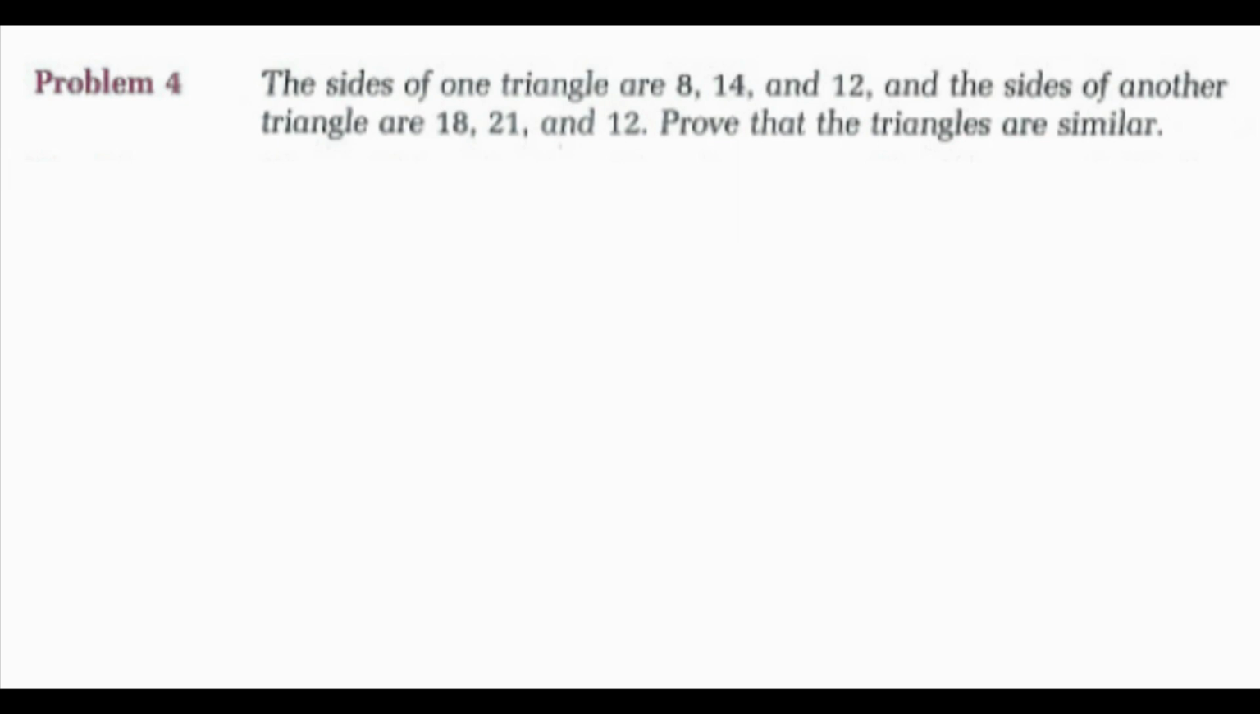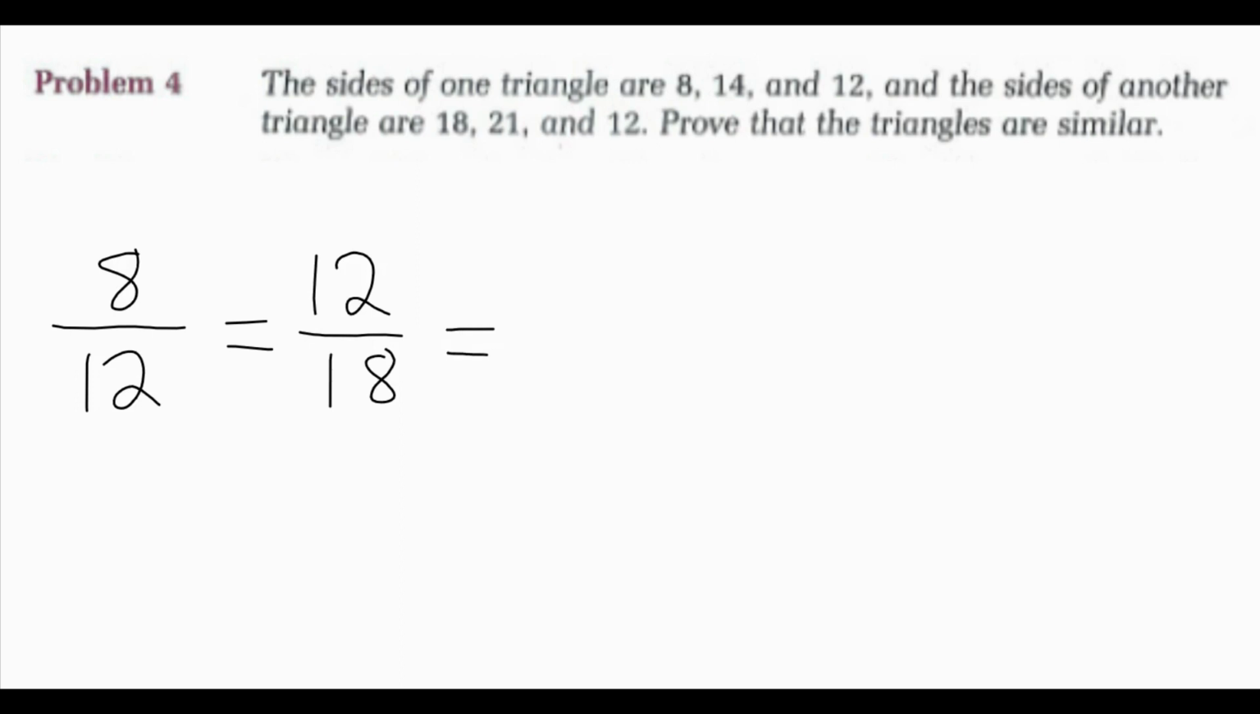Now the corresponding sides will match up based off of their size. So the smallest side in my first triangle is 8, then the smallest side of my second triangle was 12. This ratio should be equal to my medium lengths, which is 12 of my first triangle and 18 of my second triangle. And then my biggest side is 14 and 21. If these ratios are all the same, then I would have side, side, side similarity.